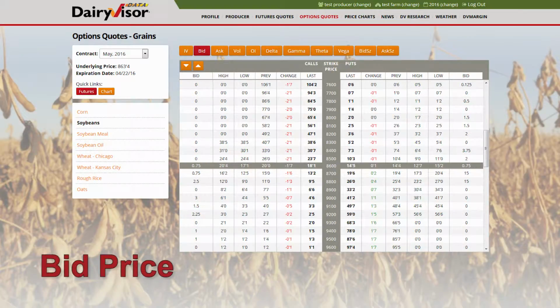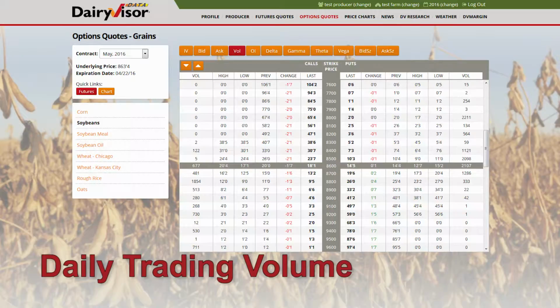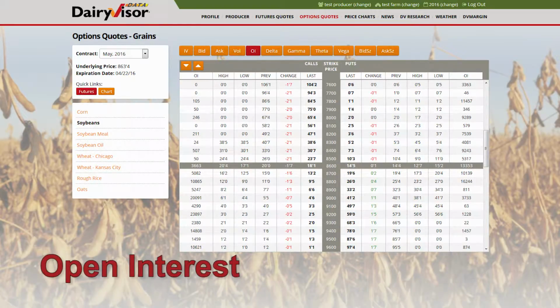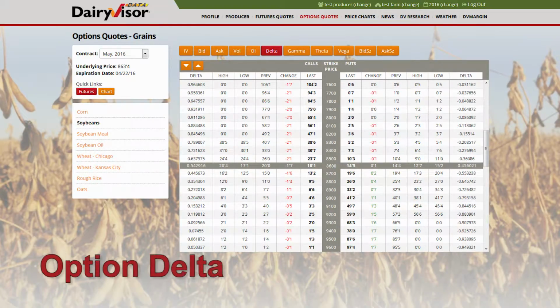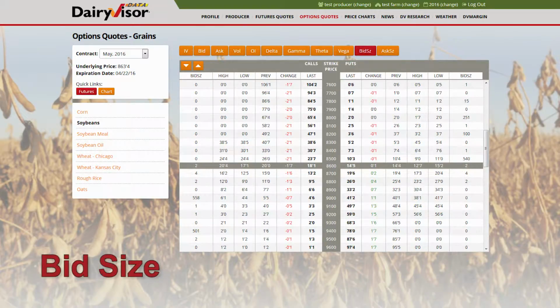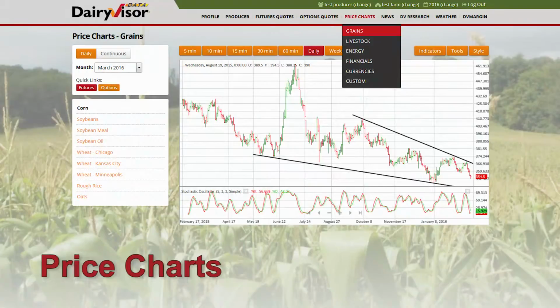Bid price, ask price, daily trading volume, strike price open interest, option delta, option gamma, option theta, option vega, bid size, ask size. DairyVisor data provides sophisticated technical analysis charting capabilities to help managers identify market trends and identify trading targets.